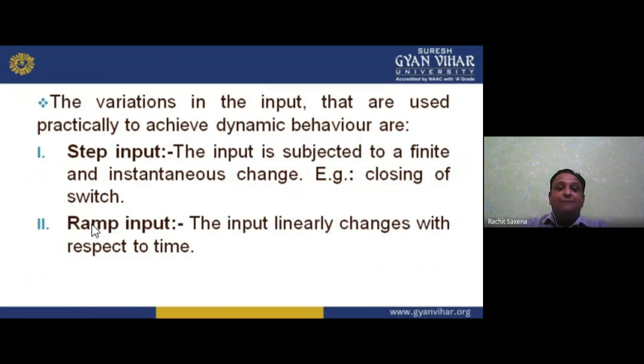Next, we have the ramp input. The input changes linearly with respect to time. In the step input we have closing of a switch, meaning the input is subjected to finite and instantaneous changes. So I hope you understand.